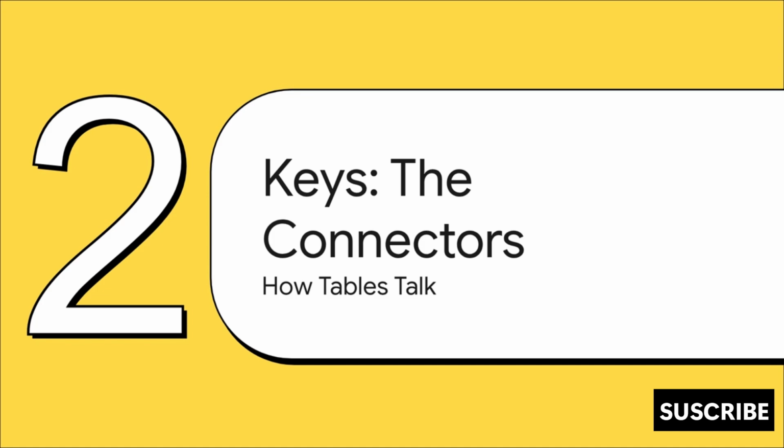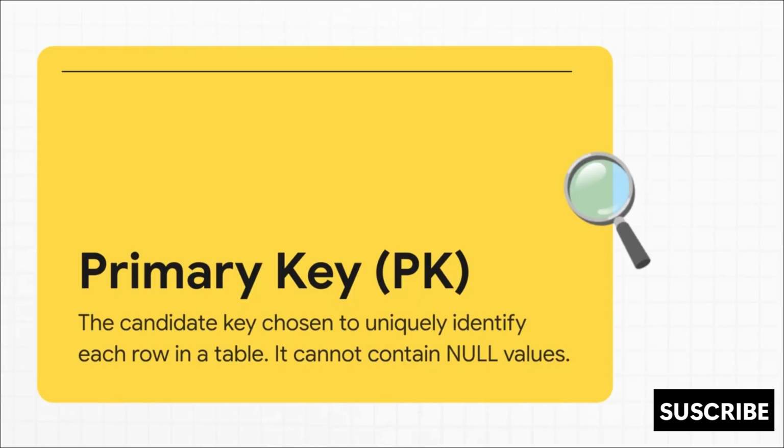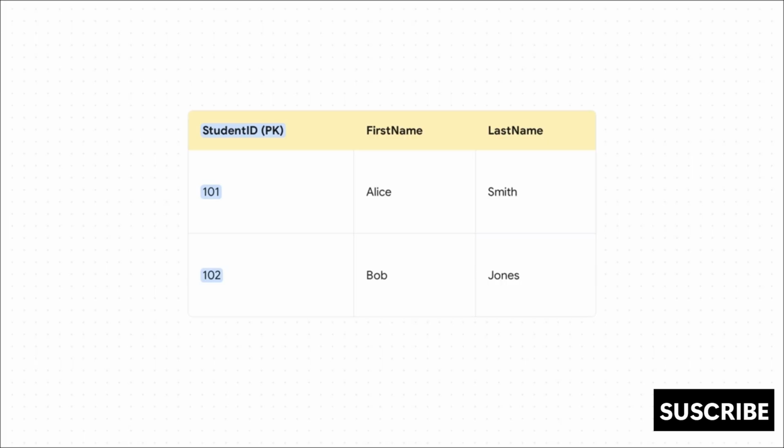So how do we link our students to the specific courses they're taking? Well, the answer is these incredibly important things called keys. The first and most important key you absolutely have to know about is the primary key. Think of it like a unique serial number for every single row in a table. It's that one piece of information that guarantees we can find that exact record and no other. It's non-negotiable.